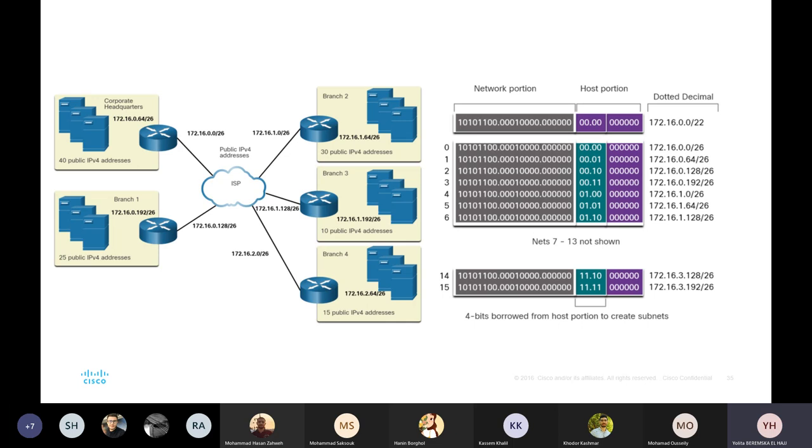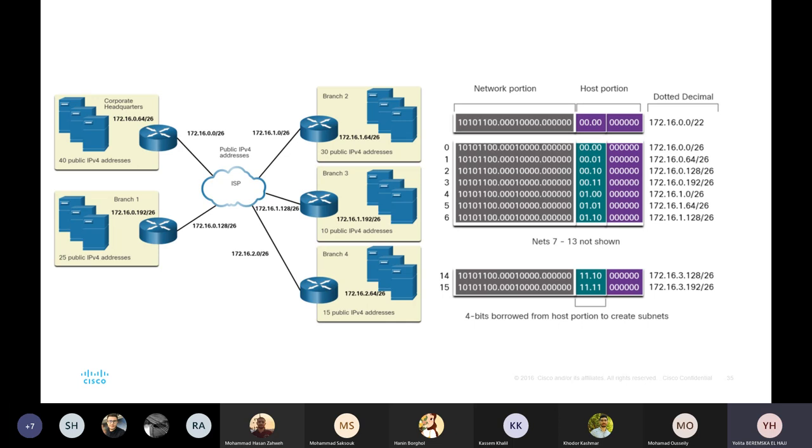So here we can use the first six, or actually there are seven, subnets. Because we take 4 bits here, it will not be prefix 22 anymore, it will be 26. Why? Because we moved 4 bits into the network portion. Initially there were 22, and now we have 22 plus 4, meaning 26. And according to this 26, we have the following subnet addresses.